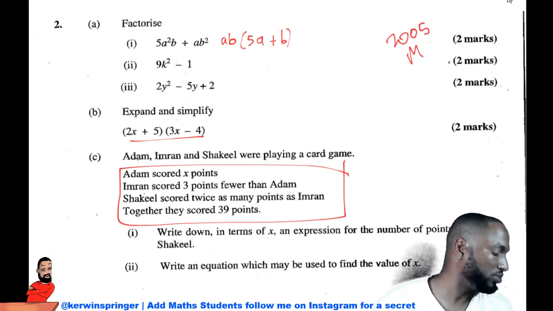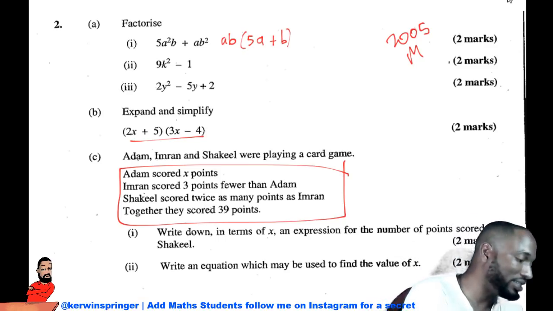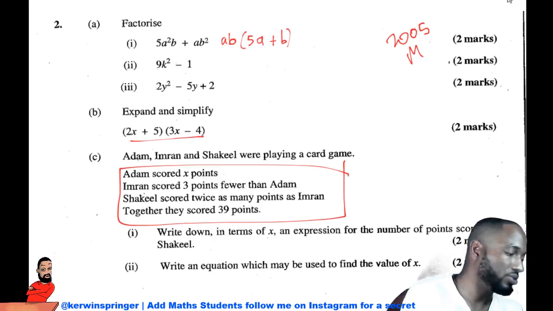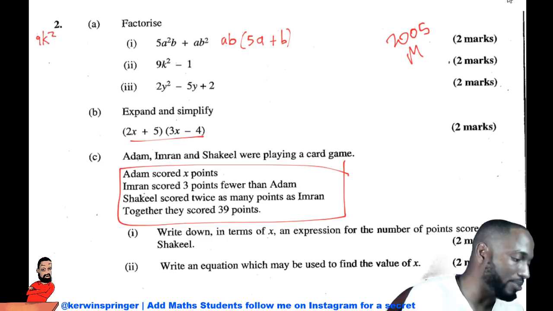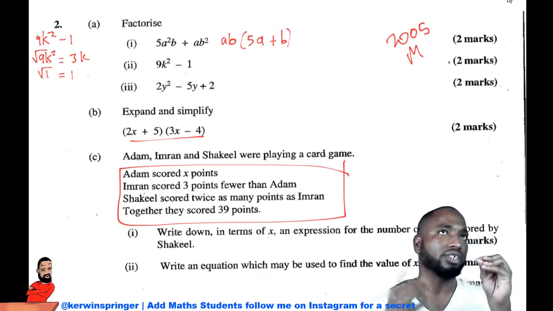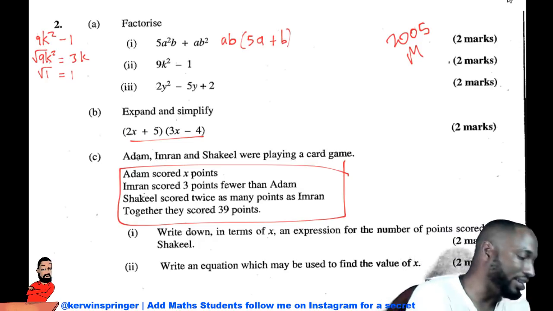Right, so difference of two squares. Did they say three squares? Yes, difference of two squares. You get the square root of this and the square root of that. Remember, the square root of one is one. You'd have 9k squared minus 1. The square root of 9k squared is 3k: square root of 9 is 3, square root of k squared is k. The square root of 1 is 1. So the answer is 3k minus 1 and 3k plus 1.